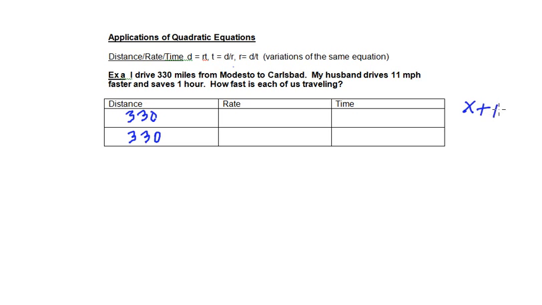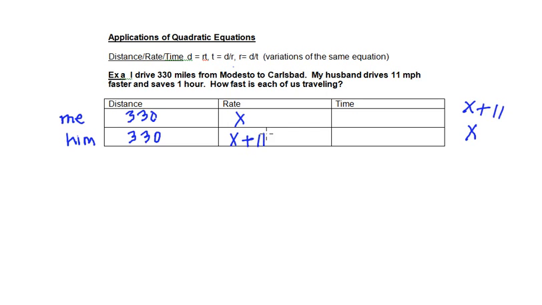So I am going to use the 11 miles per hour faster to write two algebraic expressions. X plus 11 is the 11 miles an hour faster, but the implied other expression is going to be x. The first row I put for myself, and the second row for my husband, and my husband is driving faster, so his rate will be x plus 11, and my rate will be x.